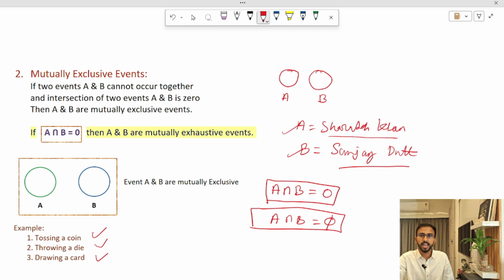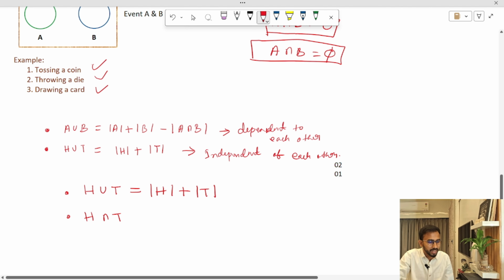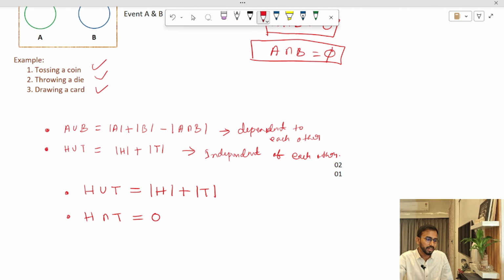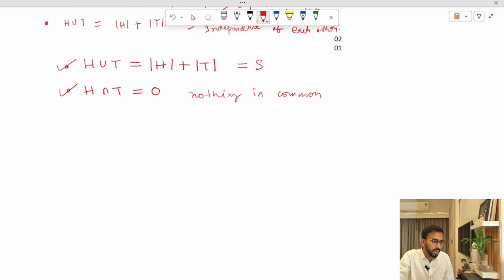So how can these events be both mutually exhaustive and mutually exclusive? This is a catch. Here, if we toss a coin, head union tail is equal to mod of head plus mod of tail. But here, head intersection tail is equal to 0. They have nothing in common. So this example satisfies both the mutually exclusive and the mutually exhaustive conditions. Because the union of them represents the entire sample space, and they have nothing in common. So they are both mutually exclusive and mutually exhaustive.